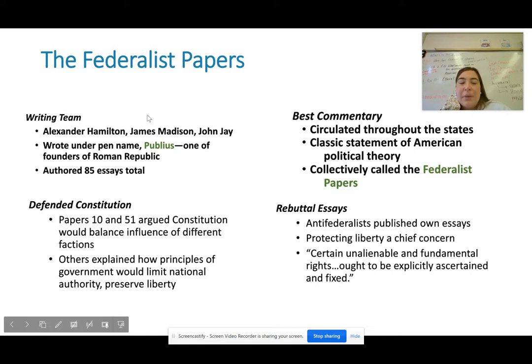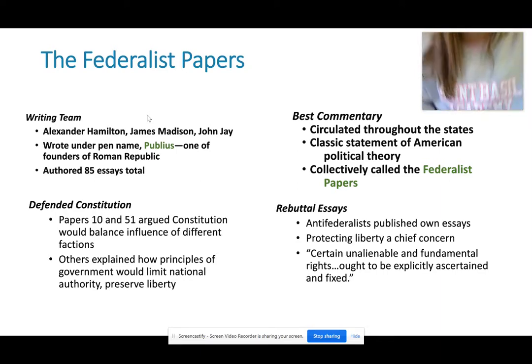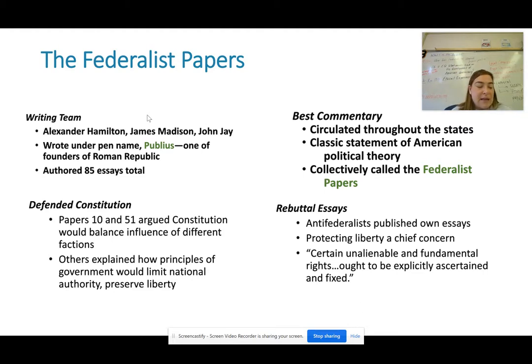For the Federalist Papers, they're the papers that tried to convince everybody to ratify the Constitution. And the writing team consisted of big names like Alexander Hamilton, James Madison, John Jay, and they wrote under a pen name, Publius. And this was one of the founders of the Roman Republic. So they used this name to write 85 essays convincing people to ratify the Constitution.